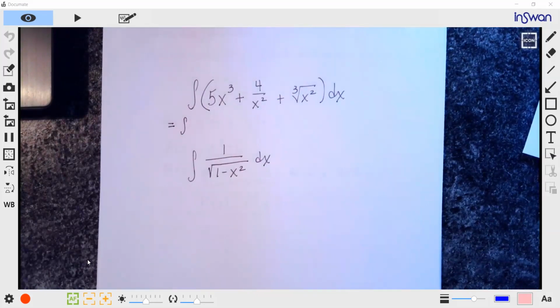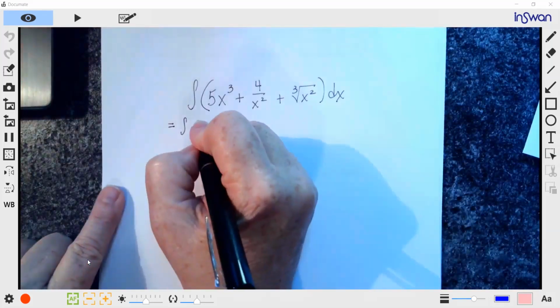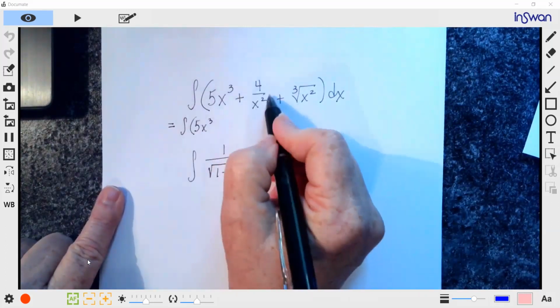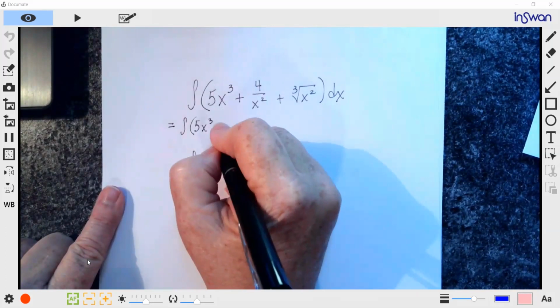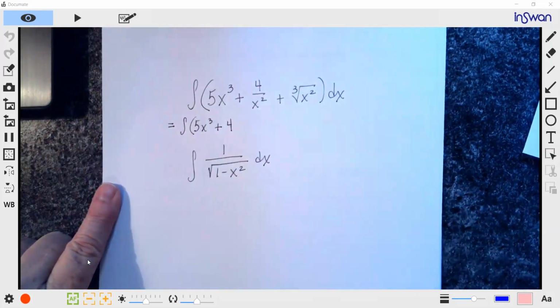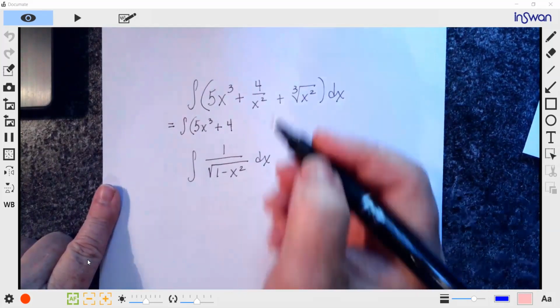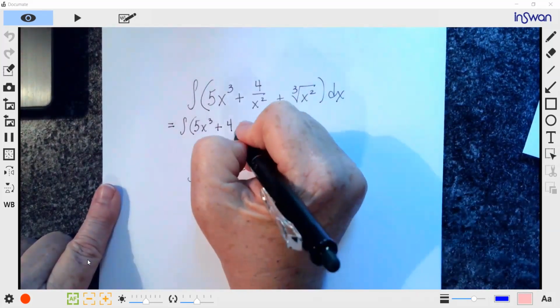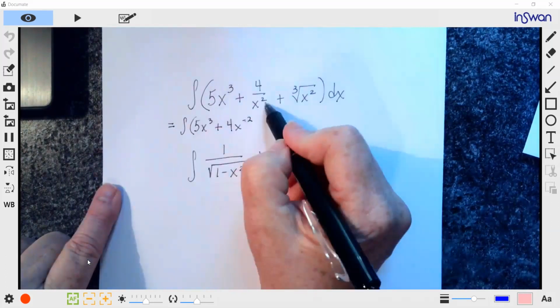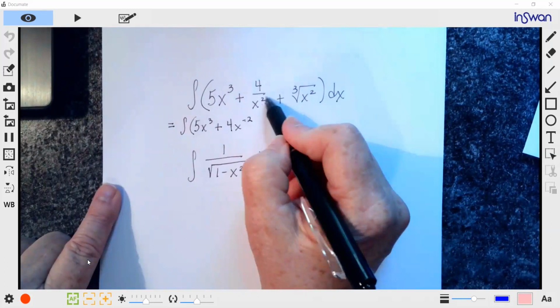Okay. I may be jumping the gun, and if I'm going too fast, please let me know. Can you tell me how you rewrote this first one to integrate? 4 over x squared is the same thing as 4 times x to the what power? Negative 2. Excellent. It's negative because the x was in the denominator, and it's 2 just because that's what it said.